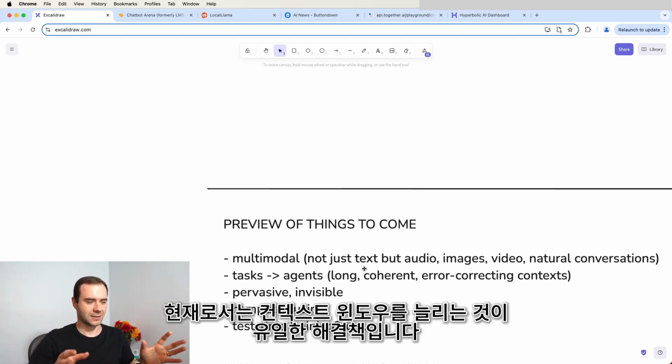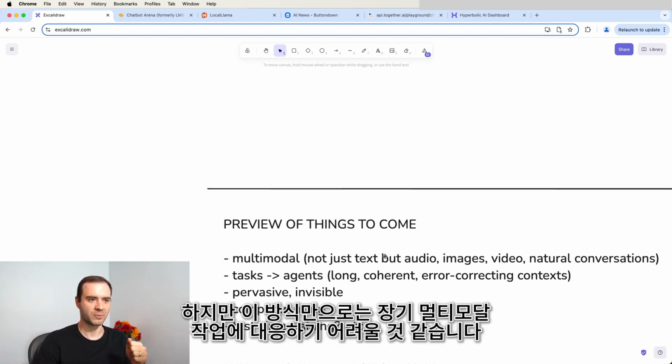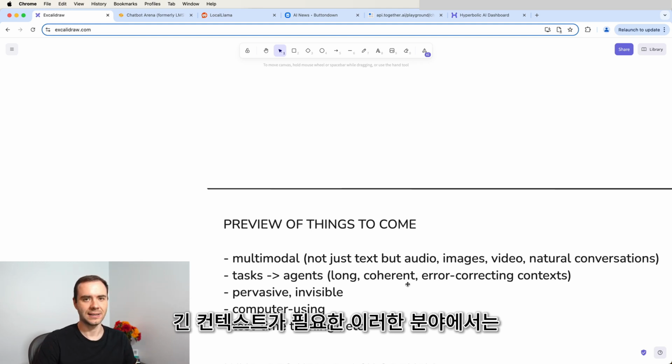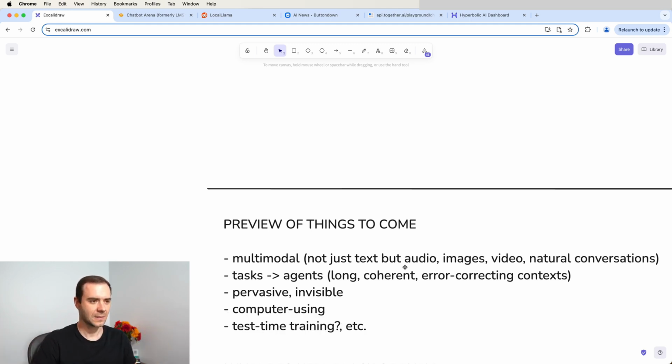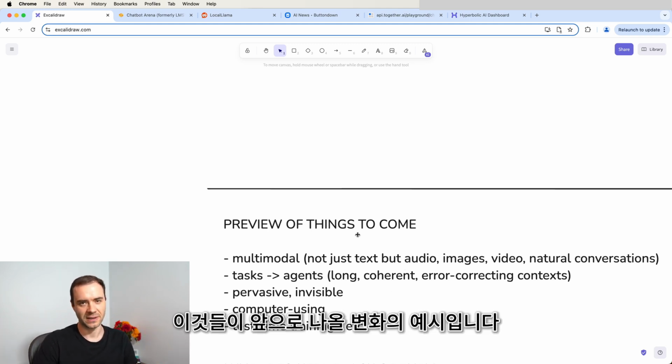And the only trick we have available to us right now is to make the context windows longer. But I think that approach by itself will not scale to actual long-running tasks that are multimodal over time. And so I think new ideas are needed in some of those disciplines, in some of those cases and domains where these tasks are going to require very long contexts. So those are some examples of some of the things you can expect coming down the pipe.